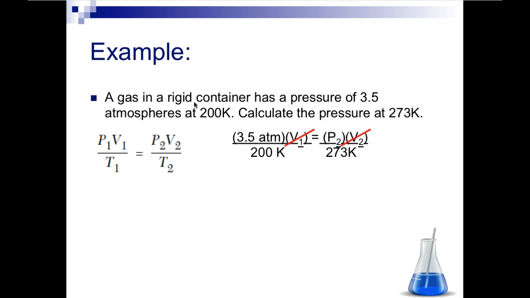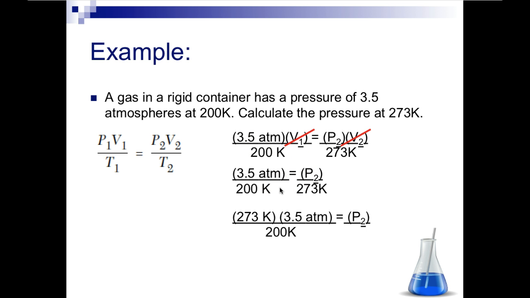So we can get rid of the volume out of this equation right away, and it's simply going to be 3.5 ATM over 200 Kelvin equal to our new pressure, which we're going to calculate, divided by 273. Let's rearrange and solve for P2. To solve for P2, I would multiply each side by 273. In our calculator, we type 273 times 3.5 divided by 200 and get our new pressure, which is 4.8. The units of our pressure in our problem were atmospheres, so our answer has to be in atmospheres as well.